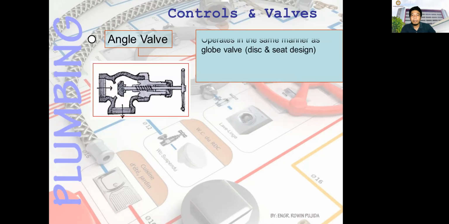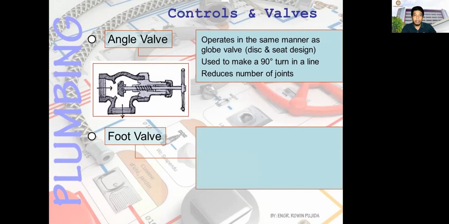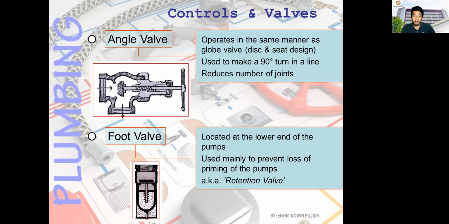Next, you have the angle valve. It operates in the same manner as the globe valve, with a disc and seat design. It is used to make a 90-degree turn in the line and reduces the number of joints. Another is the foot valve. It is located at the lower end of the pump and used mainly to prevent loss of priming of the pump. The other term for the foot valve is the retention valve.